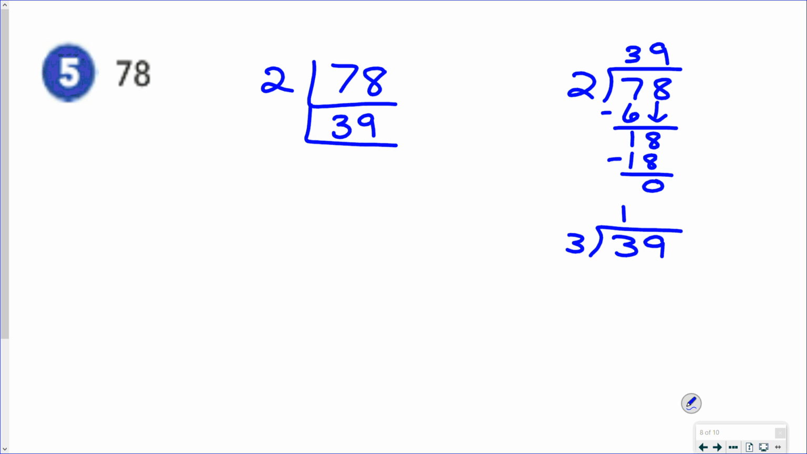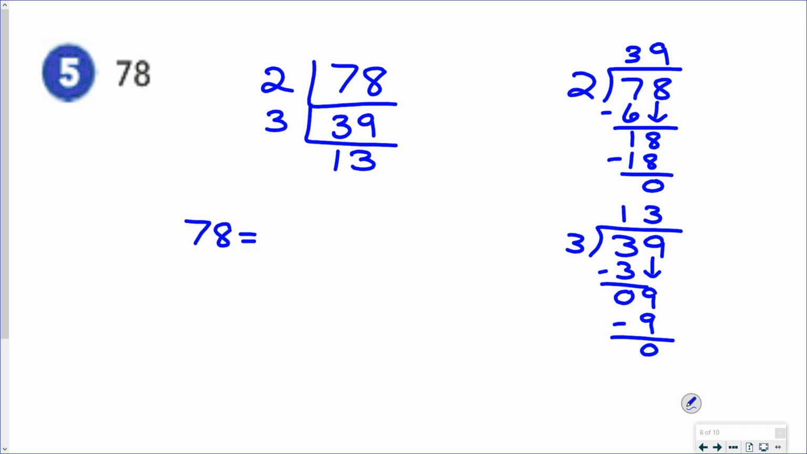3 goes into 3 one time. 1 times 3 is 3. 3 minus 3 is 0. Bring down the 9. 3 goes into 9 3 times. 3 times 3 is 9. 9 minus 9 is 0. So I'll put a 3 here. I'll put 13 there. 13 is a prime number. And I need to finish with my multiplication sentence of 2 times 3 times 13. And again, it does not have to be in that order, but those should be the 3 numbers used in your multiplication sentence.